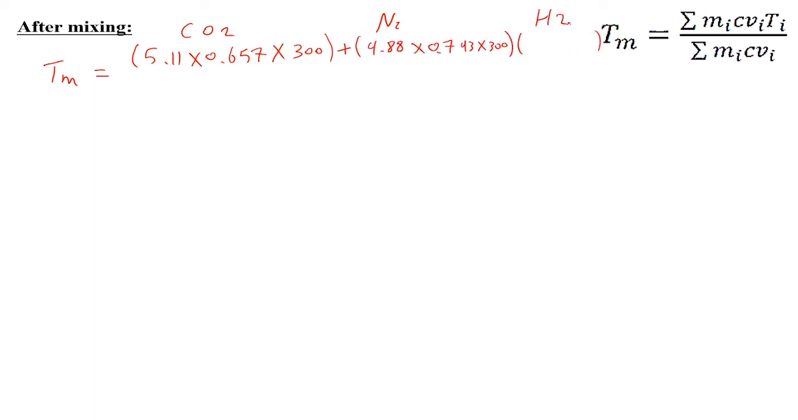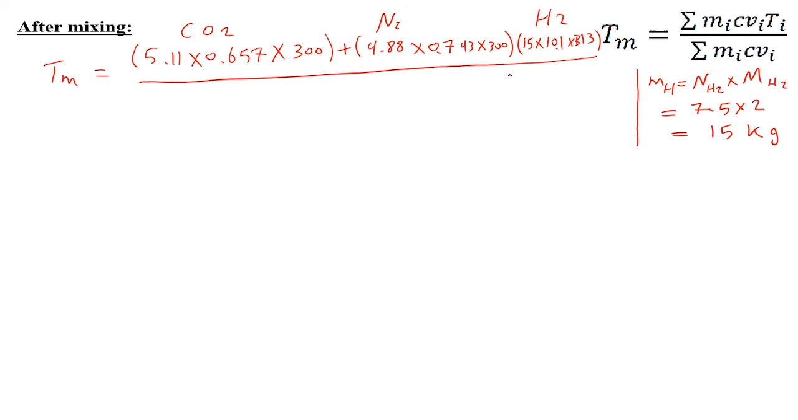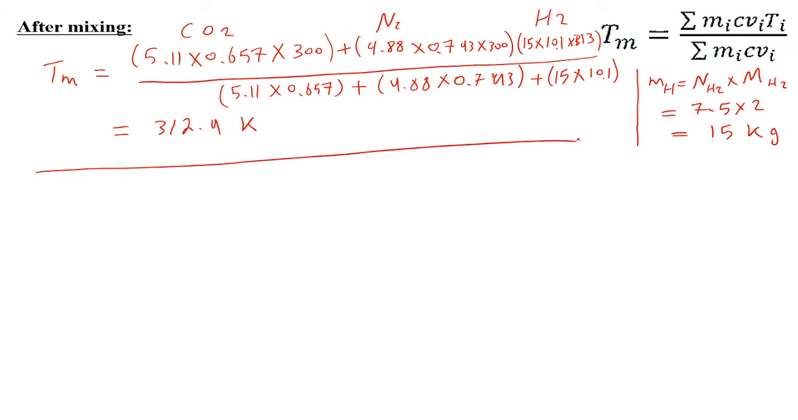Lastly, we have hydrogen. For hydrogen, the mass is unknown, so we have to calculate the mass first. The mass of hydrogen in this case will be the number of moles for hydrogen multiplied by the molar mass of hydrogen gas. So the mass of hydrogen is 15 kilograms. The temperature is 40 degrees Celsius, which is 313 Kelvin. We repeat the same in the bottom without the temperature. So the temperature in this case is 312.4 Kelvin.